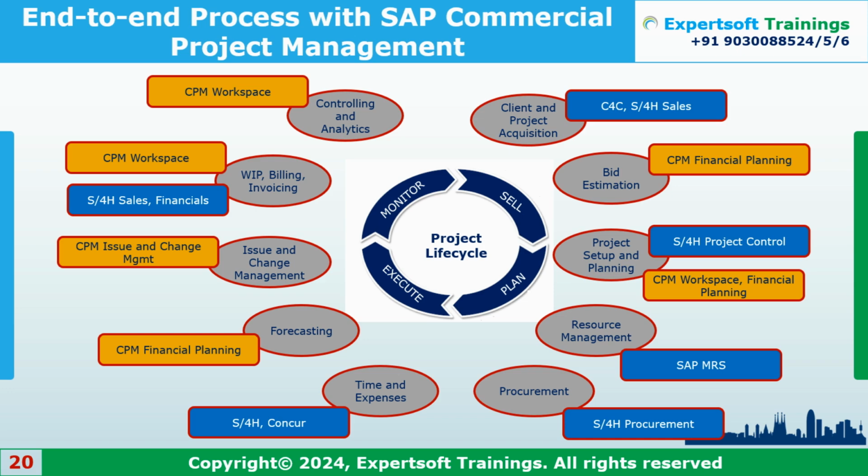If there is an issue in change management or risk management, you link with your CPM issue and change management. If you want to calculate your WIPs and all, that also comes under your workspace along with your financial planning. If you want to do controlling and reporting, with bar charts and pie charts, then you can go with this CPM workspace. This is very high-level information which I am trying to show you. Any further questions and doubts?